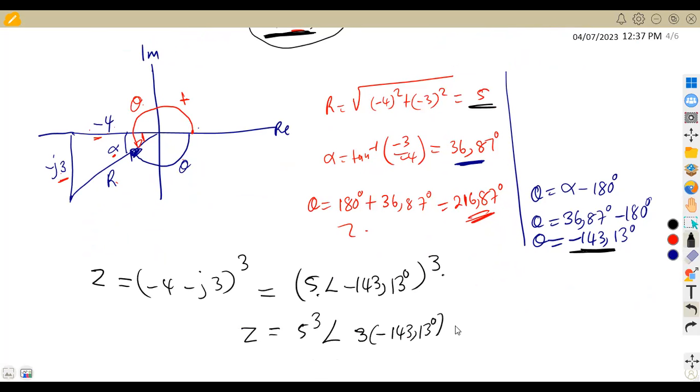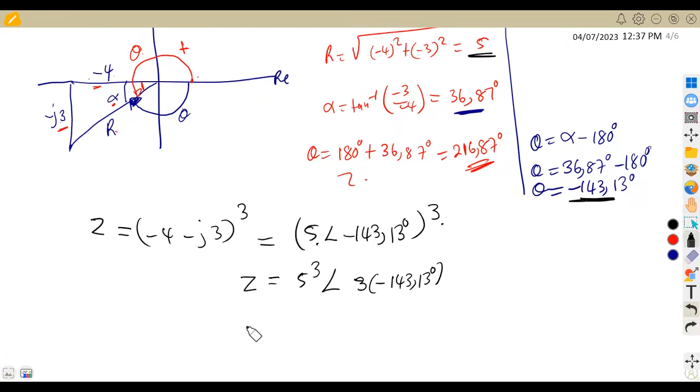So you multiply by 3. If you simplify, z is going to give us 3 to the x, 5 to the exponent of 3, that is 125 angle of, if you multiply this, negative 429.39 degrees. If you are using the angle of 216, we are going to have different answers on the angle here, but they are the same. In which sense, if we convert back to rectangular form, we obtain the same answers.